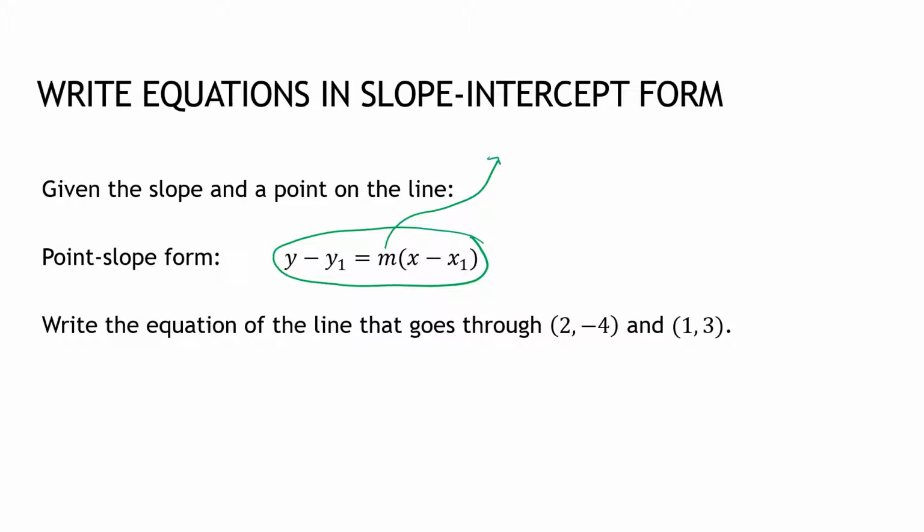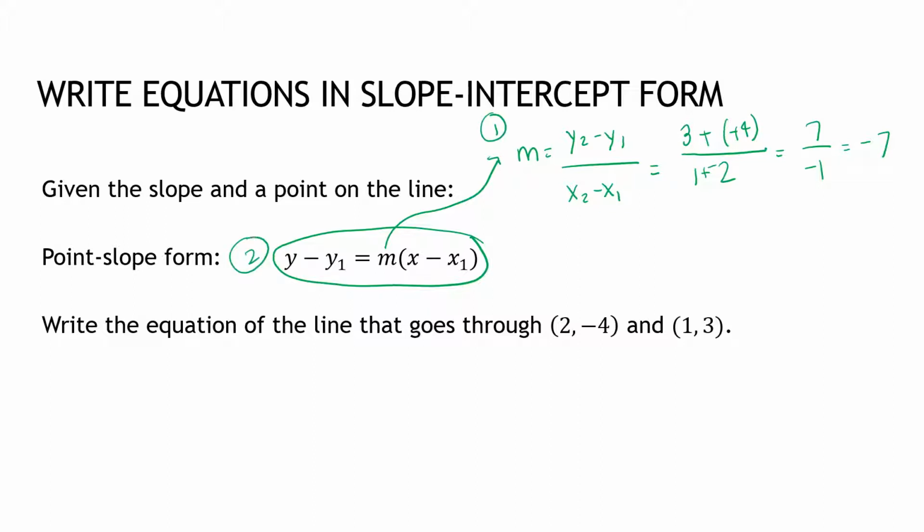I have to find slope using that slope formula, y2 minus y1 over x2 minus x1. So that would be 3 minus negative 4 over 1 minus 2. So that gives me 7 as a numerator, negative 1 as a denominator, so negative 7 is my slope. So that's the first step, got to find the slope. Second step, use point slope form, and then third step is manipulate it to put it in the right form.